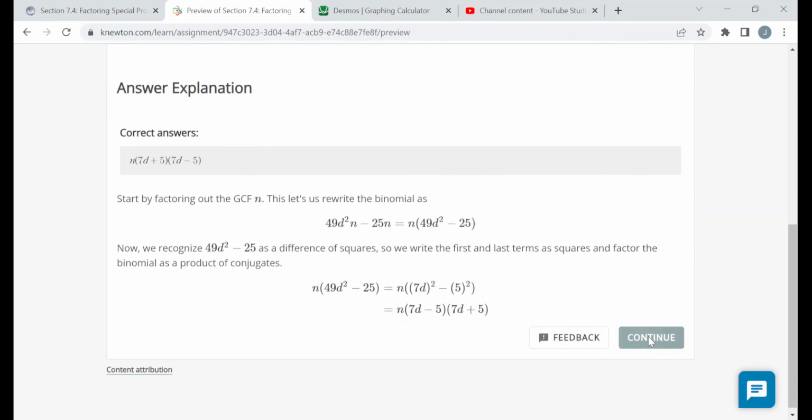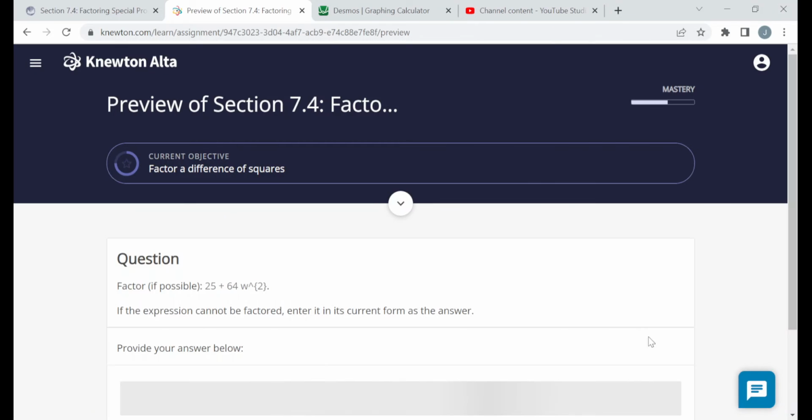All right. Still with a possible difference of squares. Now I'm already telling you, it says factor if possible. See, it's 25 plus 64w squared. This is 5 squared. This is 8w to the second, right? 25 and 64 don't have any common factors other than 1.